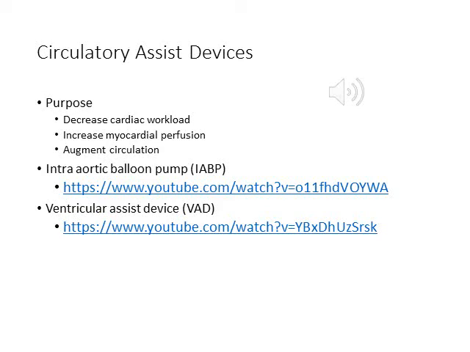counterpulsion works. Ventricular assist device, VAD, sometimes it's called LVAD, left ventricular assist device, but there are RVADs and there are BiVADs. So a VAD replaces the patient's heart. It's typically used for patients in stage 4 or end-stage heart failure when conventional drug therapy is no longer working and they may be waiting for a heart transplant.